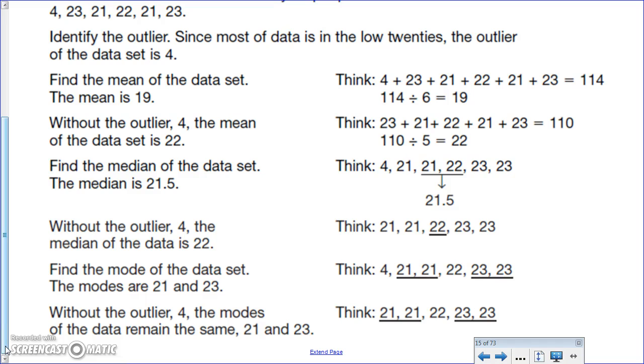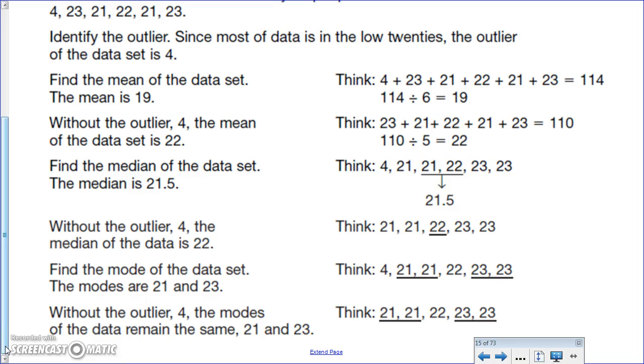Then they did the mean again, but this time without the outlier. So they added 23 plus 21 plus 22 plus 21 plus 23 equals 110. And this time we're only dividing by 5 because we've removed one of the data points. So 110 divided by 5 is 22. So you can see the difference is a difference of 3 between doing the mean with the outlier and without the outlier.